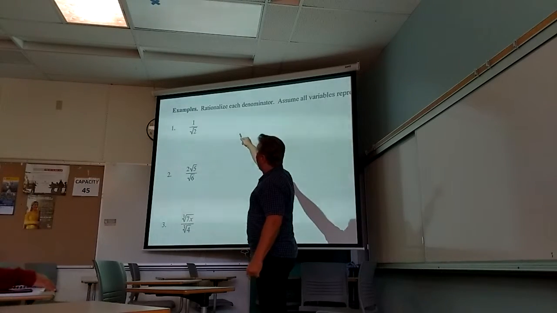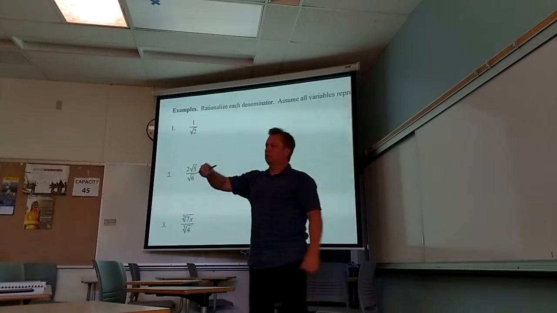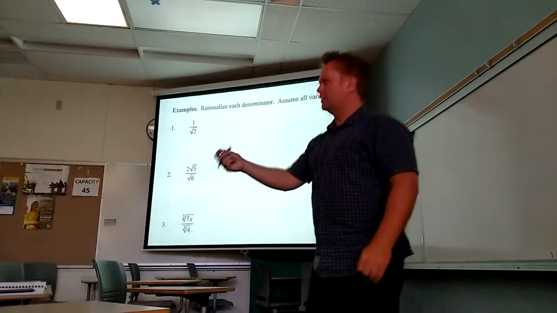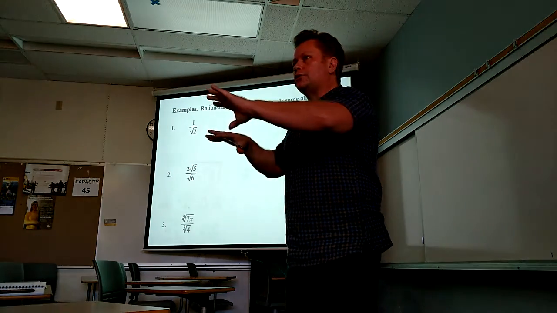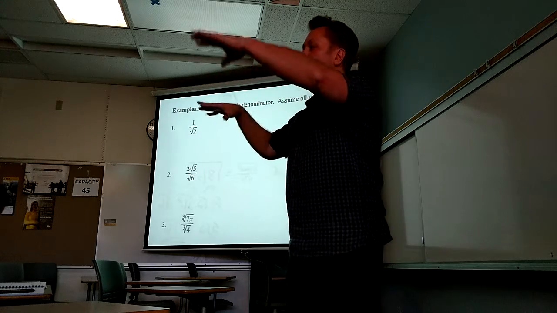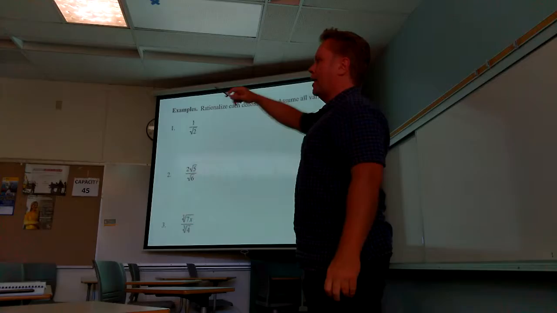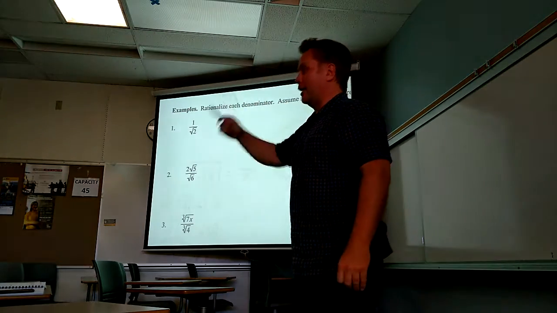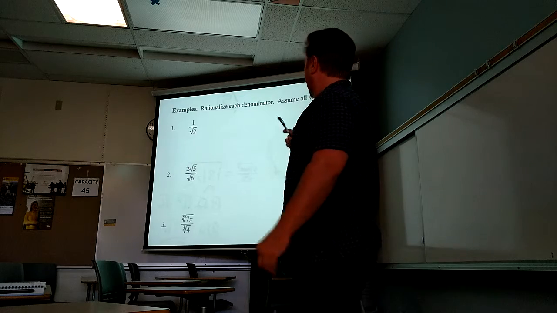When I see the word rationalize, what's a rational number? It's not a radical. It's something that doesn't have a radical. It's something that can be written as a fraction. Radicals are beautiful examples of irrational numbers. So this tells me to make the bottom rational, make the bottom not have a radical anymore. So how do I do that?